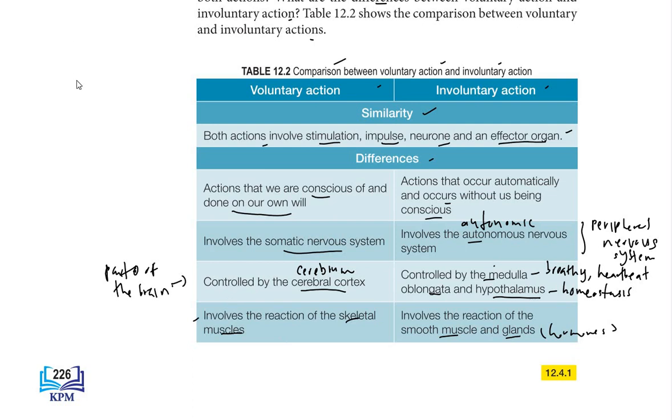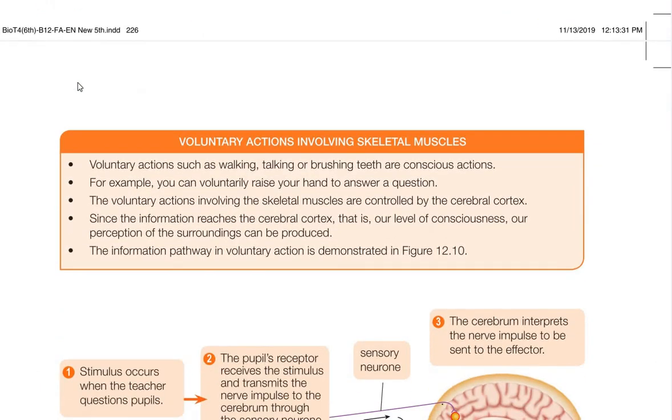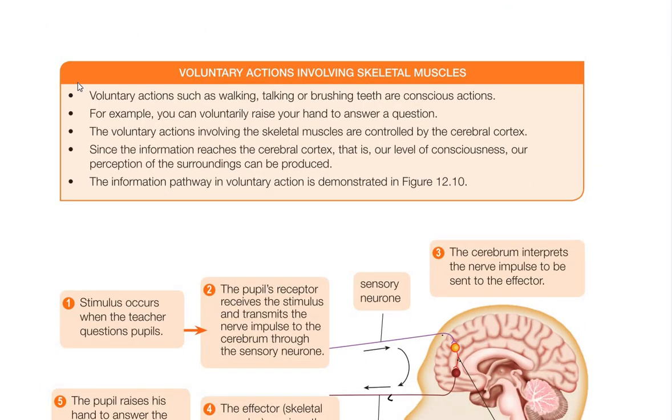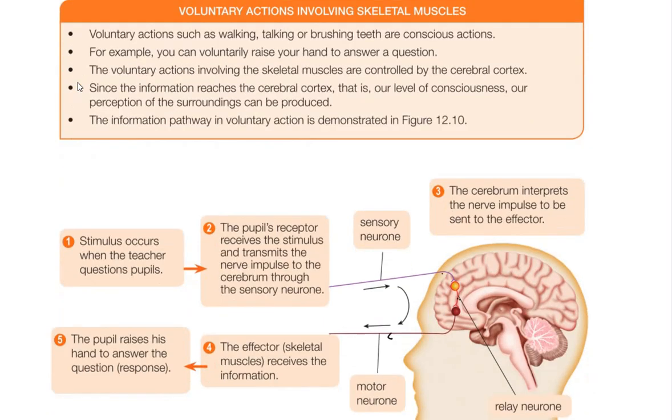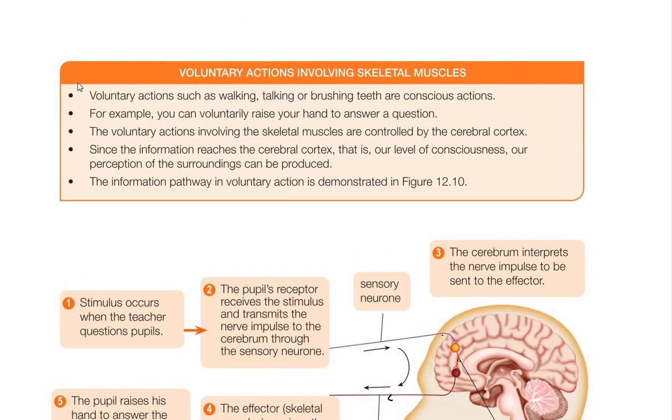So move on to the next. We have voluntary action. So we start with voluntary actions. Voluntary actions involve skeletal muscle. Voluntary actions such as walking, talking, or brushing are conscious actions because we know, we realize when we do these actions.